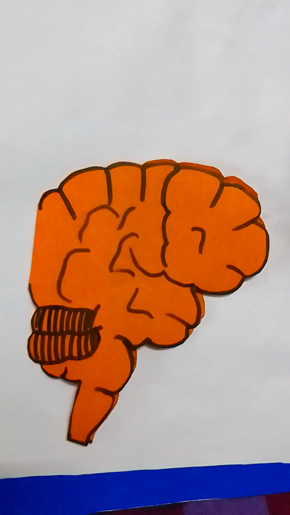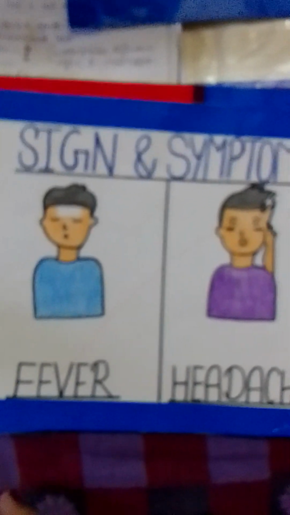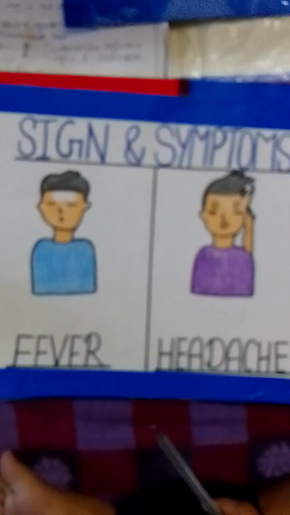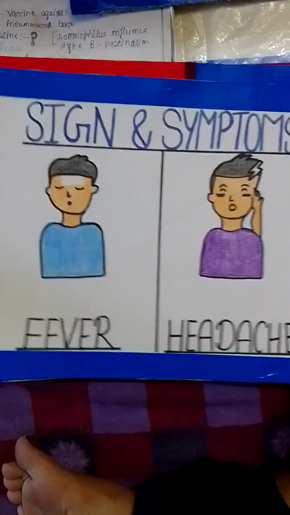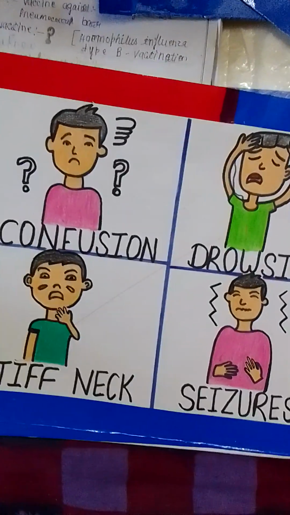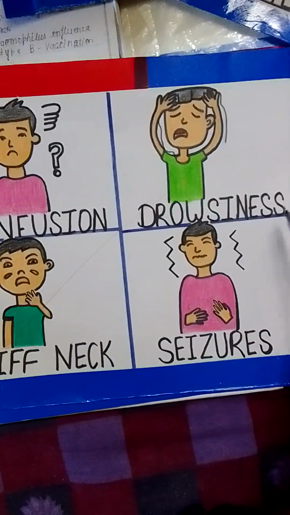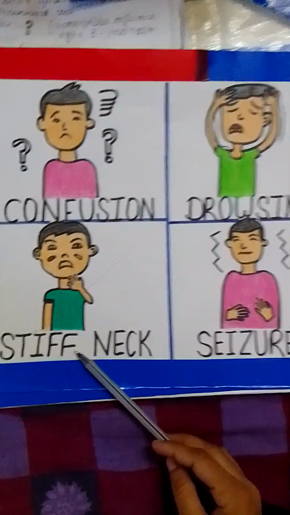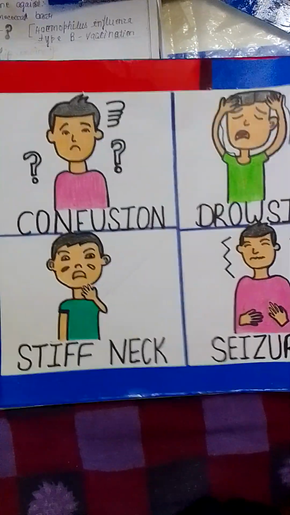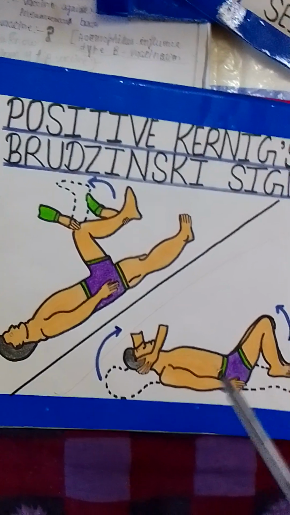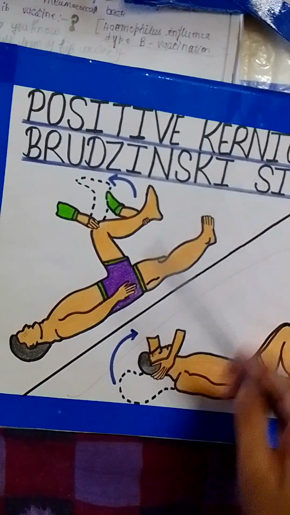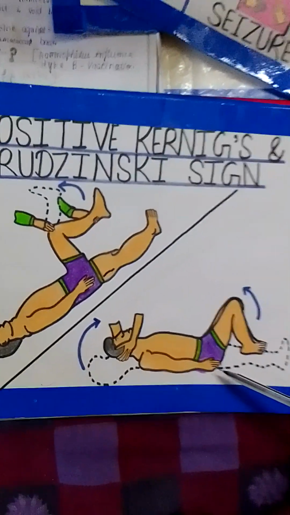So after that I am going to tell about signs and symptoms of meningitis. You can see I have made a flashcard. Signs and symptoms of meningitis are headache, fever and confusion, drowsiness, then stiff neck and seizures. After that, two confirmative signs present in meningitis, that is positive Kernig's and Brudzinski's sign.